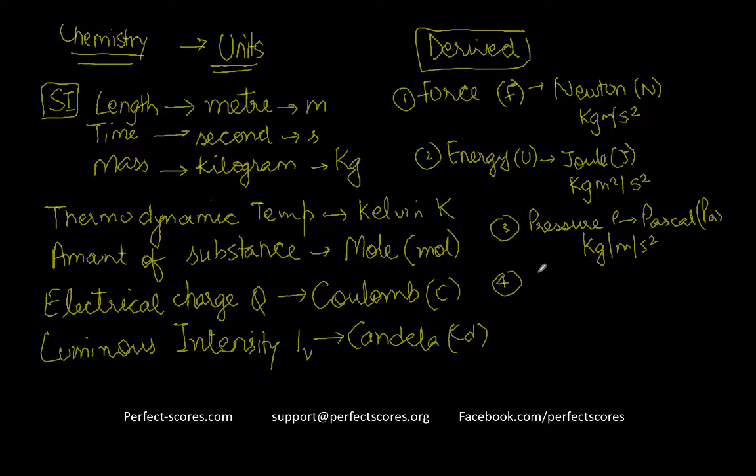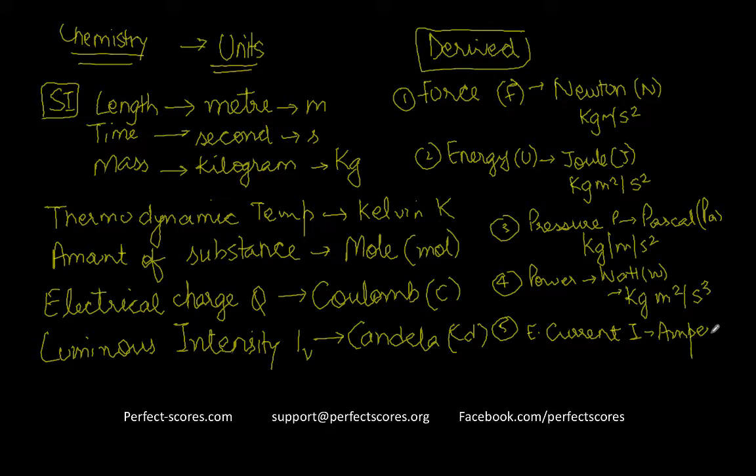The fourth derived unit is of power, which is represented in watts, and in SI terms, it is kg meter square per second cube. The fifth derived unit is electrical current, represented by I, and it is measured in amperes or A, and in SI units it is equal to coulomb per second.